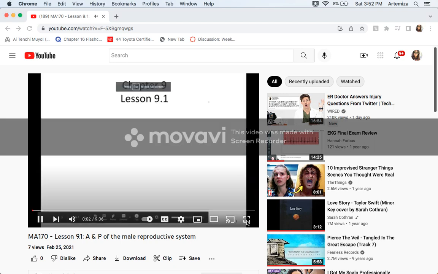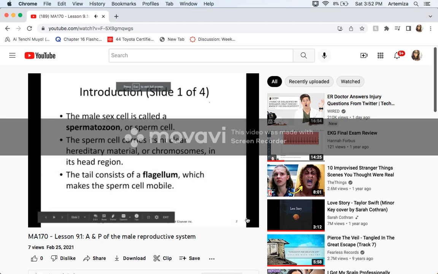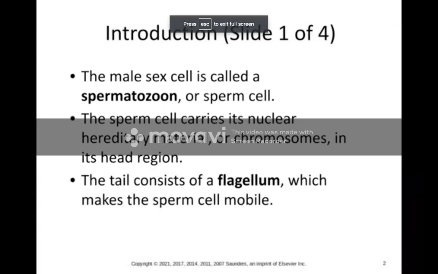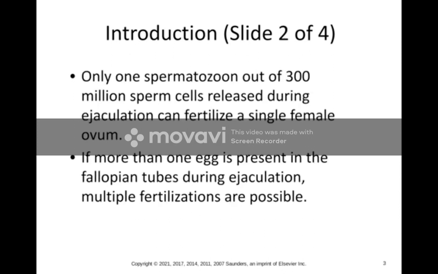Okay, this is lesson 9.1. Introduction. The male sex cell is called a spermatozoon, or sperm cell. The sperm cell carries its nuclear hereditary material, also known as chromosomes, in the head region, and it has a tail that is a flagellum, which makes the sperm cell mobile. So it flagellates back and forth to move the cell.